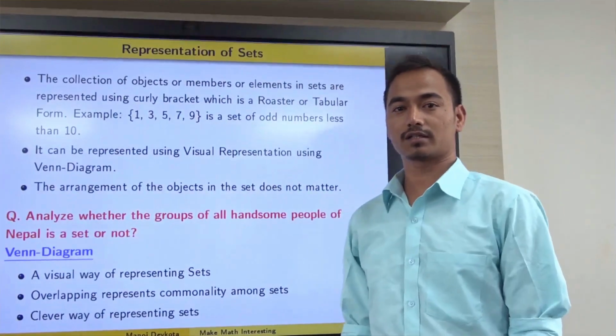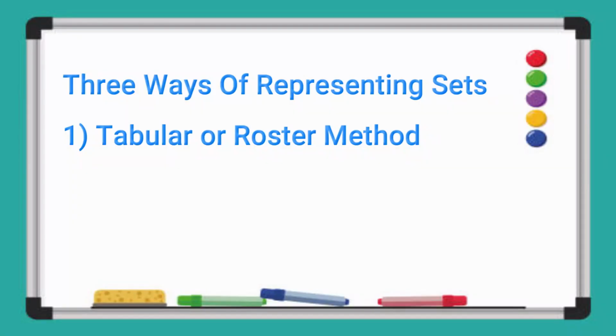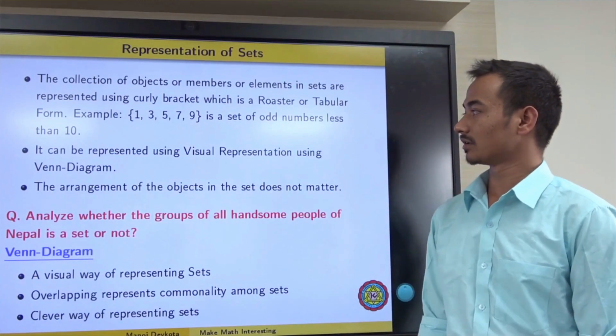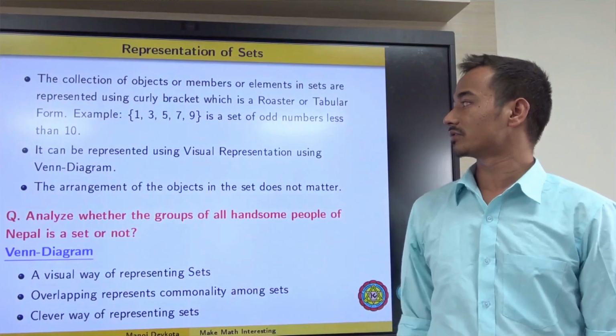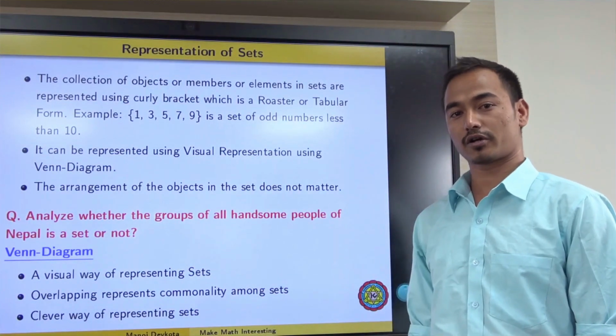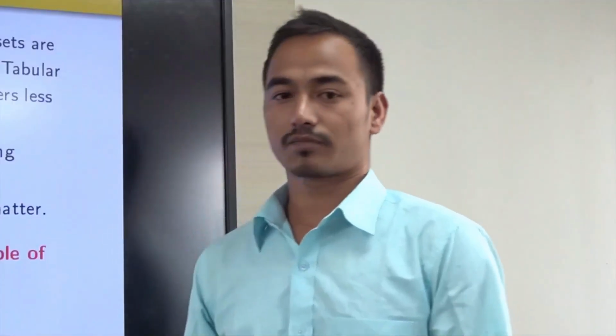After defining sets, we move on to the representation of sets. There are three ways of representing sets. The first way is the tabular or roster method. As you can see in the example presented here, 1, 3, 5, 7, 9 inside curly brackets is the set of odd numbers less than 10. This is a perfect example of set notation using roster or tabular form.